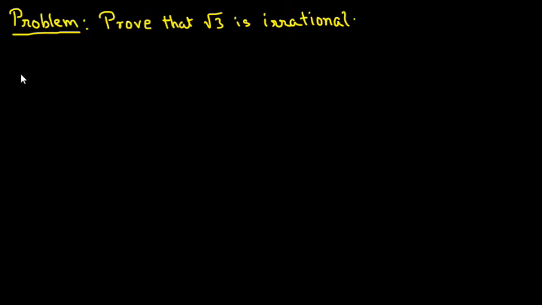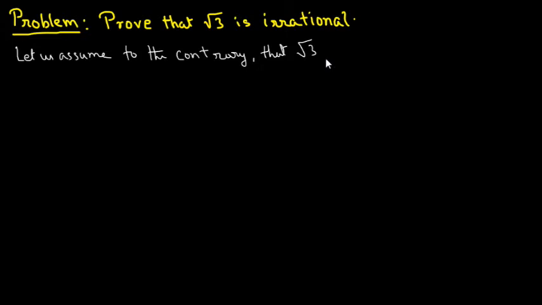Our next problem is: prove that root 3 is irrational. So let us assume to the contrary that root 3 is rational.